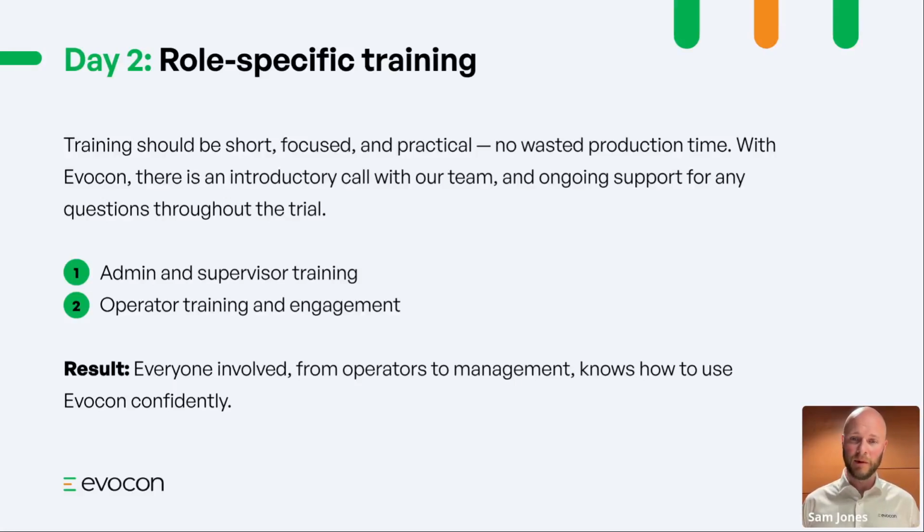And then importantly, we want to run a session with your operators. So this is a very light training session to show them how they're going to be making use of Evocon as part of their daily work. The operator training session is around 20 minutes, and for the admin training, you're looking at 45 minutes to 1 hour. And really, we want to do that as soon as possible to make sure that your team can start engaging with the system and you can collect data as soon as possible.